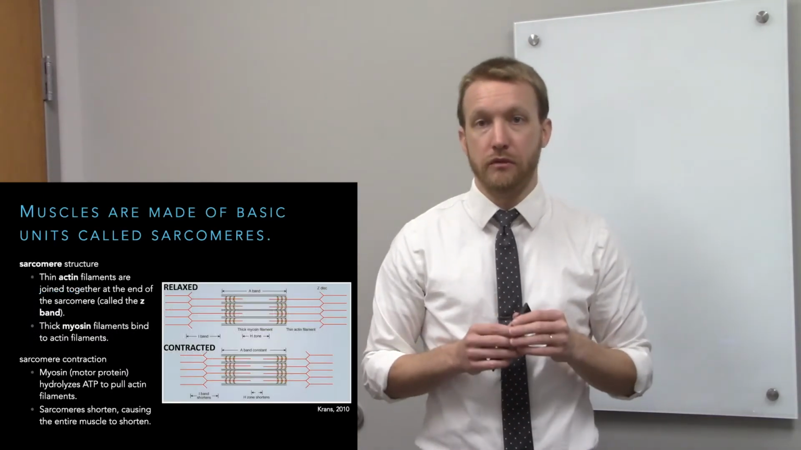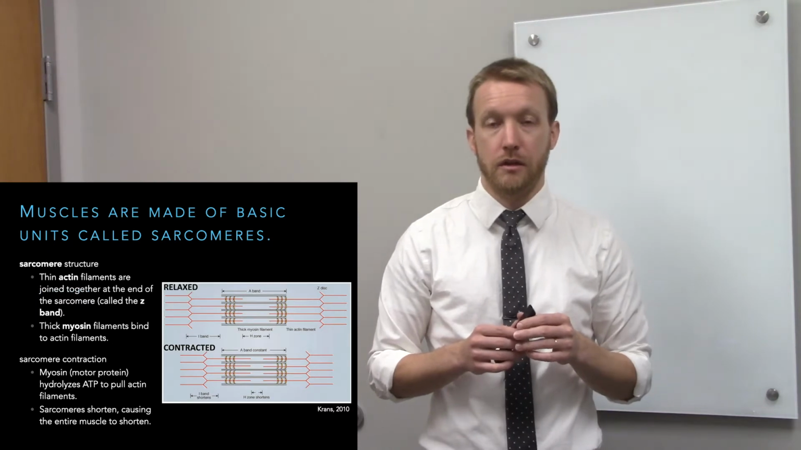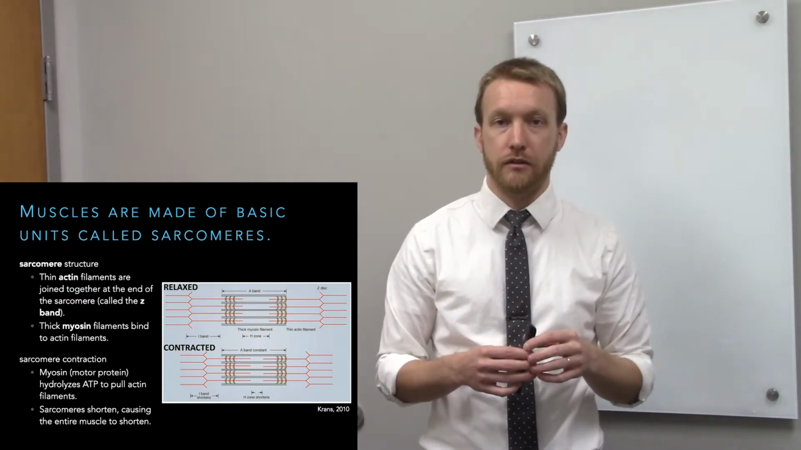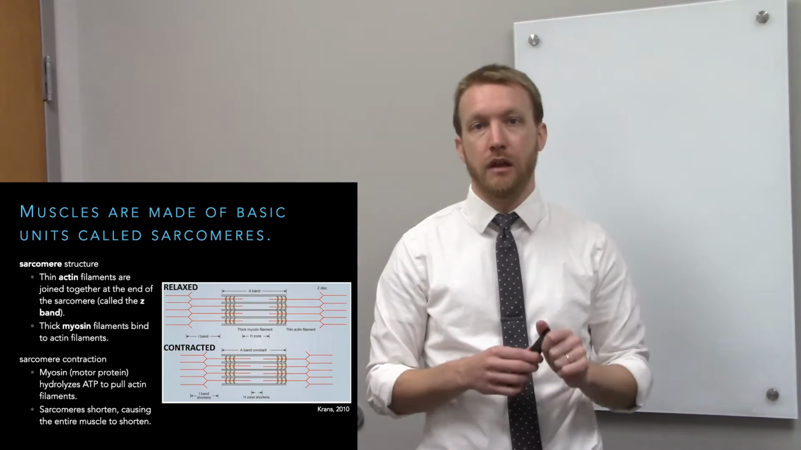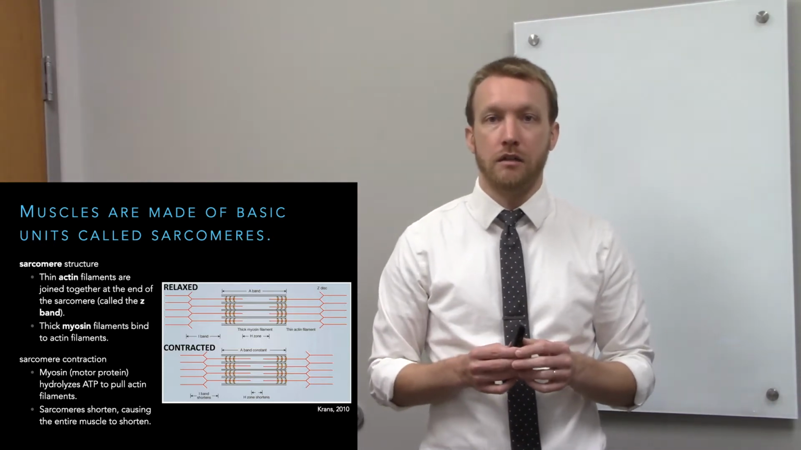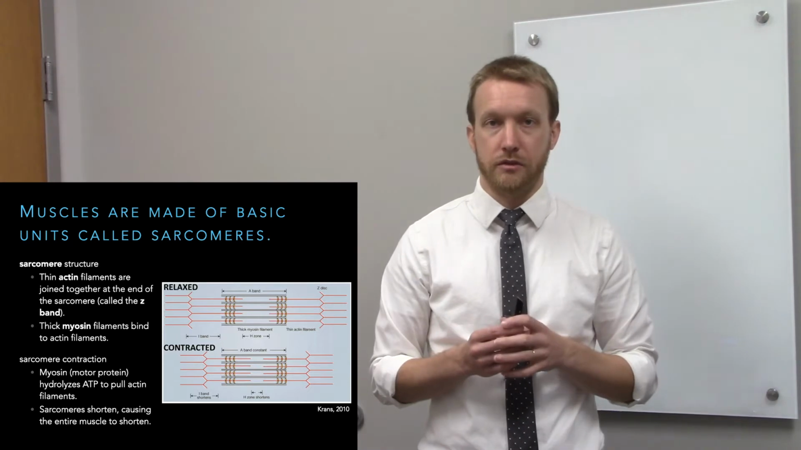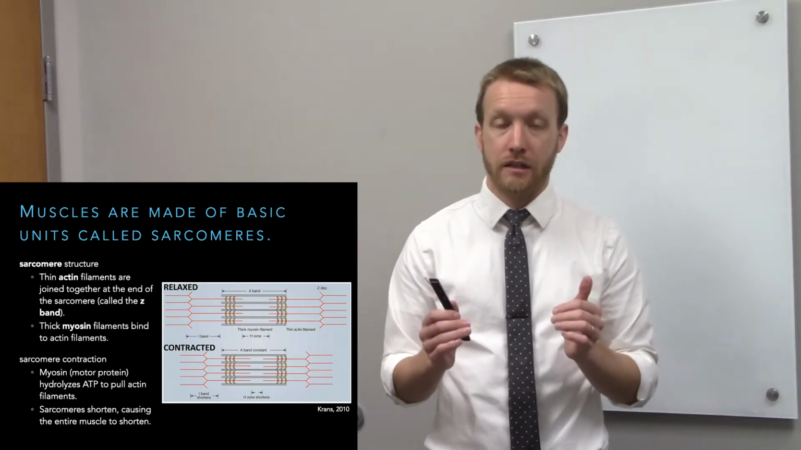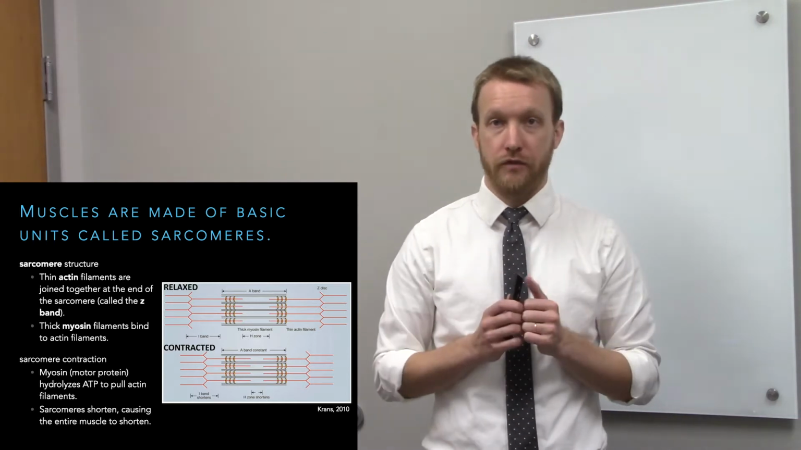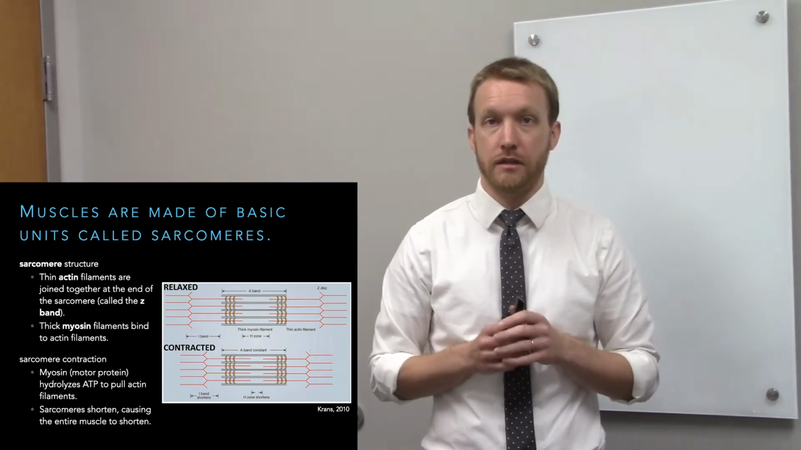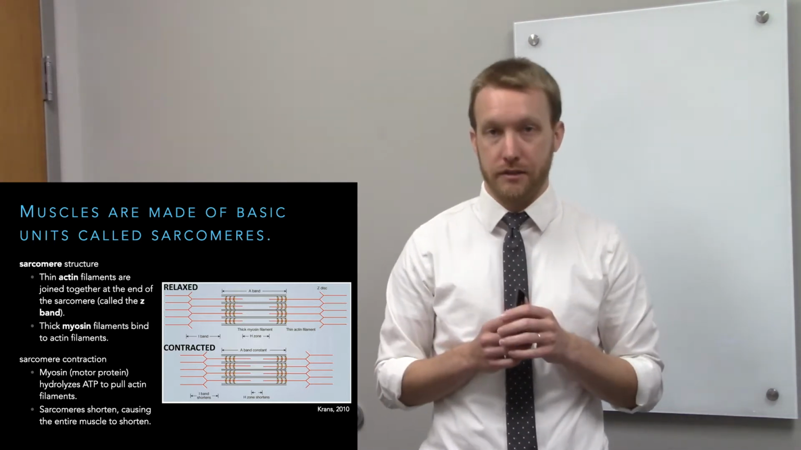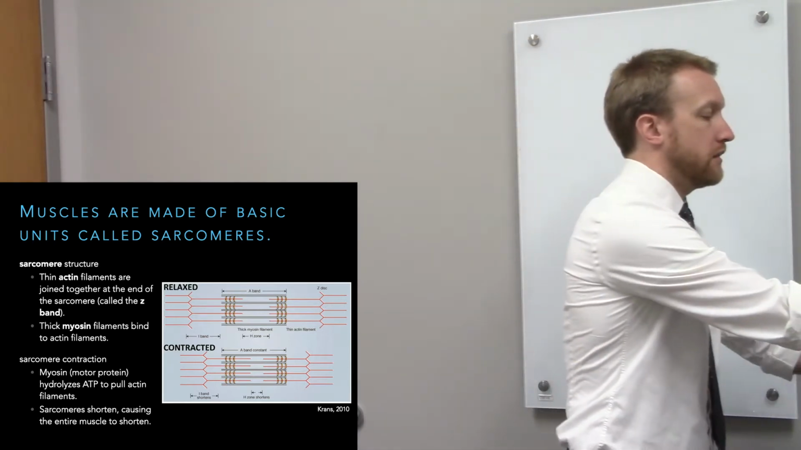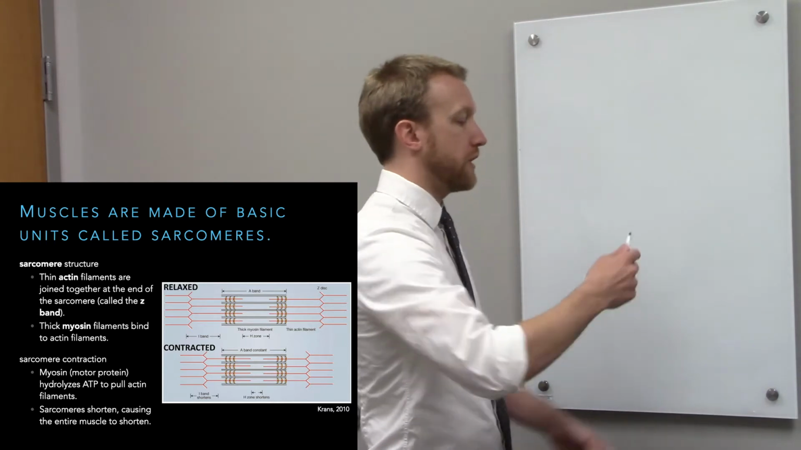So first, just a bit of review on muscle cell structure and the physiology of muscle contraction. The basic building block of muscles are sarcomeres. And the sarcomere is really just the collection of thin actin and thick myosin filaments that lie between the Z discs or Z bands. So the sliding filament model for muscle contraction.